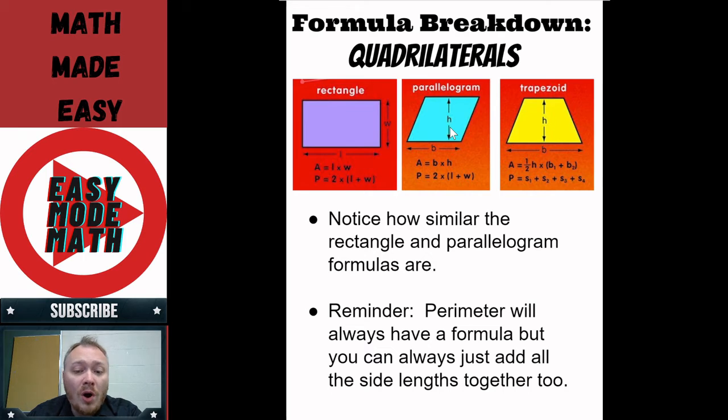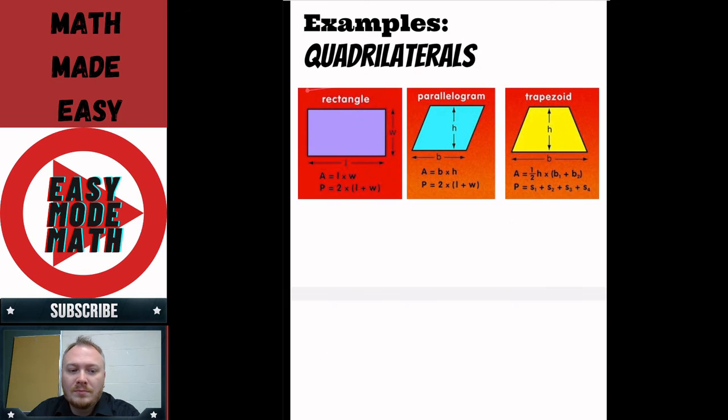And perimeter will always have a formula, but a shortcut here for perimeter is just to add all the sides together. And that's what I was talking about when I said you can calculate it however you want. If you like the formulas, then feel free to plug in. That will definitely get you the perimeter of the shape. But for me, I just like to add all 4 sides together, or however many sides are in my shape.